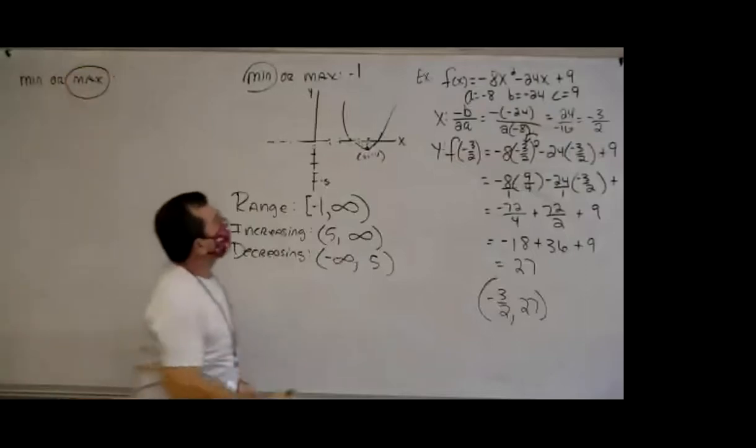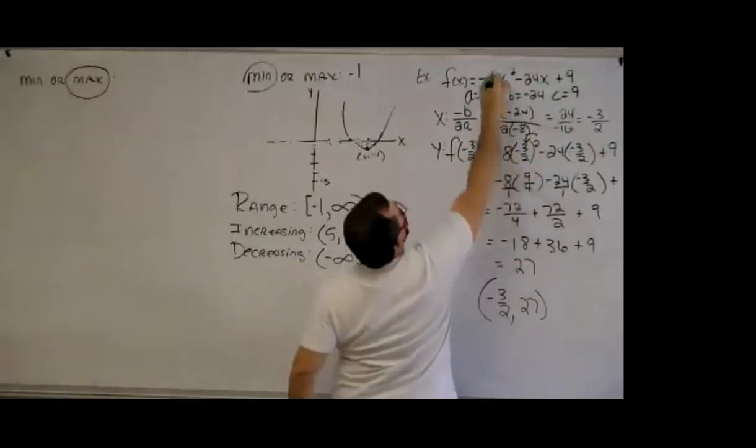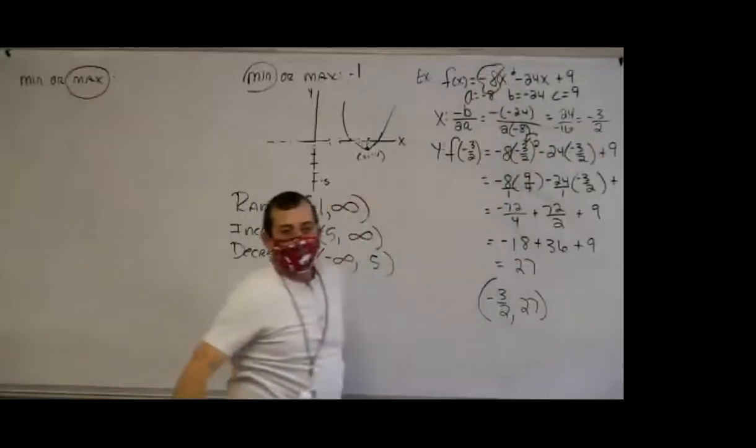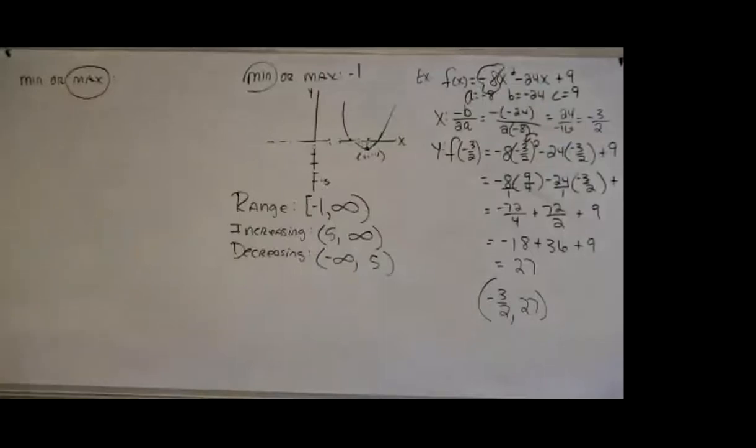It's a max because this thing had a negative x squared term on it, so that made it a max. What's the maximum value? Is the maximum value the x or the y? The y. I'm just switching up the order on y'all. So that's going to be 27.